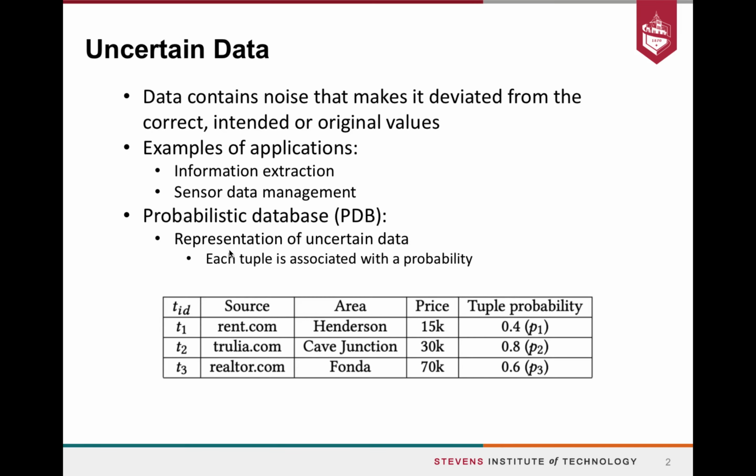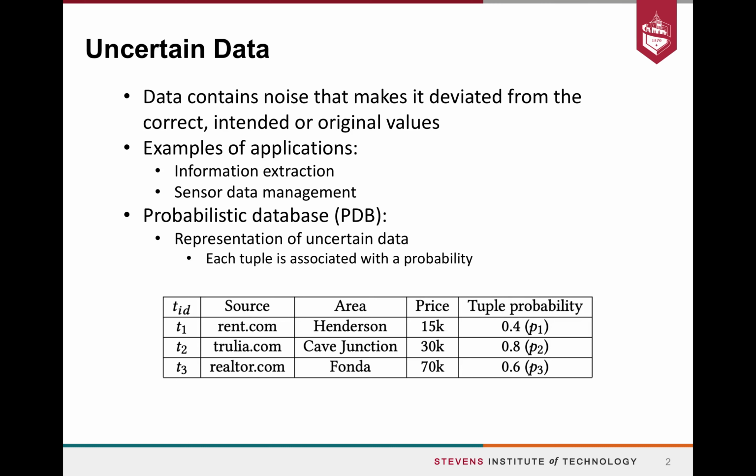So nowadays, we are facing a lot of uncertain data. In general, uncertain data contains noise that makes it deviate from its original values. For example, data generated from information extraction and sensor data management have noises due to the errors in the devices. So how to deal with uncertain data is becoming more and more important.